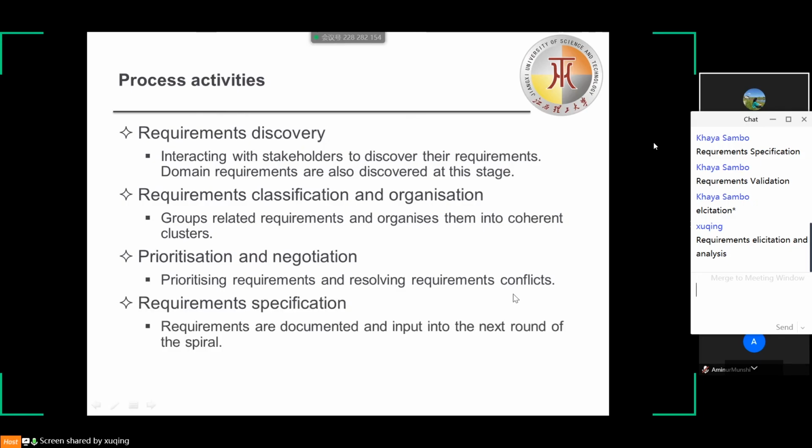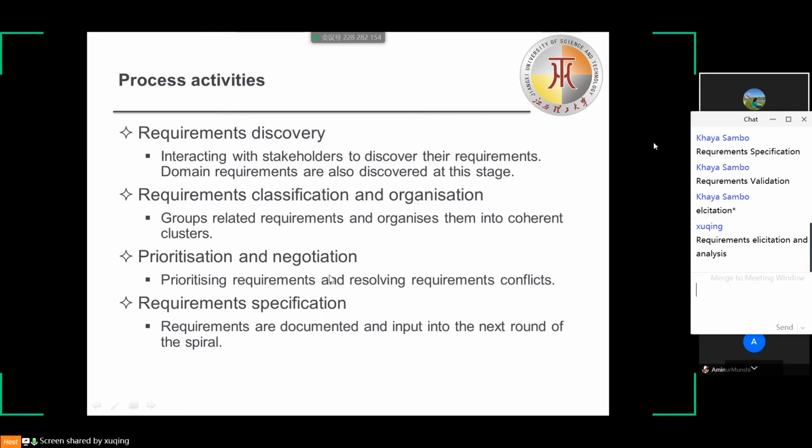And the last activity is the requirements specification. In this activity, the requirements are documented and input into the next round of the spiral. At the end of the spiral, we see requirements documents. And after this activity, we may also produce some formal or informal requirements documents.